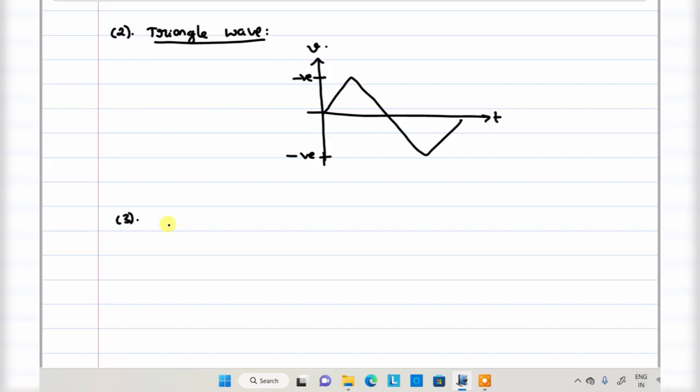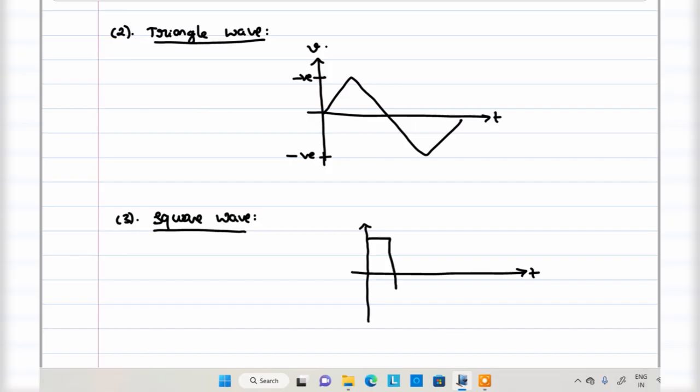Another type is a square wave. So all are AC waveforms only, but the variation of the waveform is of a different type. It has a positive and negative magnitude, exactly the same as the positive magnitude. So this is a square waveform.